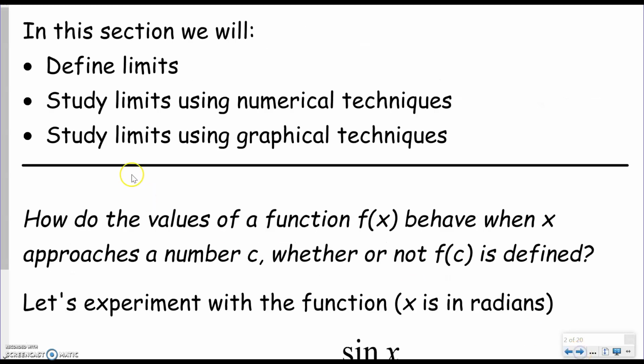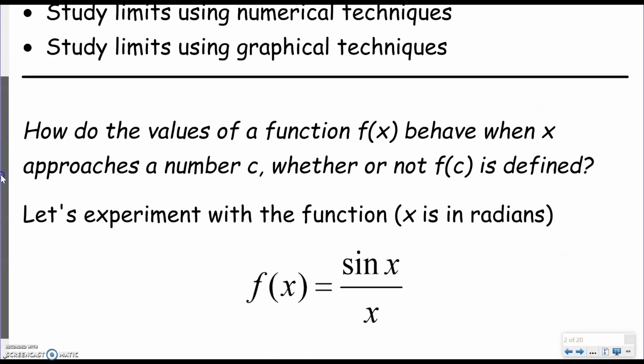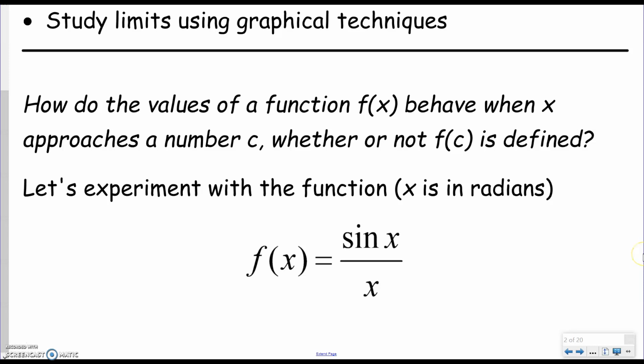Before we do that, let's look at a situation. How do the values of a function f of x behave when x approaches a number c, whether or not f of c is defined? We're going to start by experimenting with the function, where x is in radians, f of x equals sine of x over x. Now, if we consider the value x equals 0 and plug this in, sine of 0 over 0 is undefined.